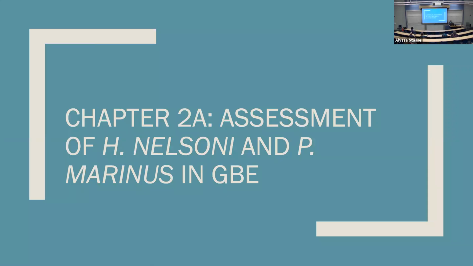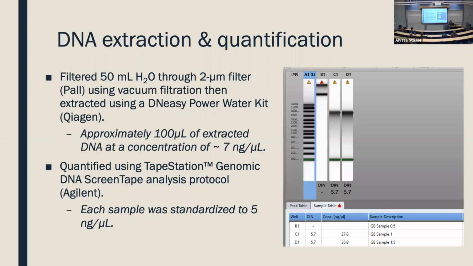So the first part of this is where I am assessing H. nelsoni and P. marinus in the water column as a whole. I took those water samples that I had from the larval tows and I filtered them through a 2-micron filter using vacuum filtration. And I took that filter and rolled it up into a tiny little ball and then shoved it in a tube and did the DNA extraction using a DNeasy PowerWater Kit.